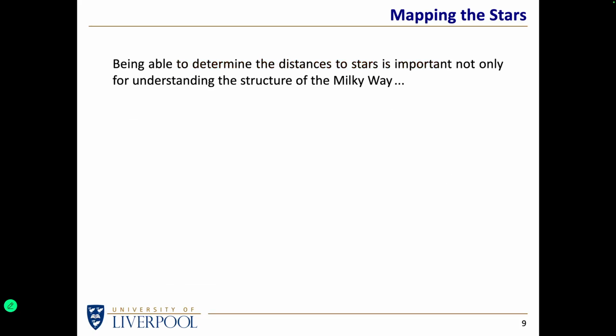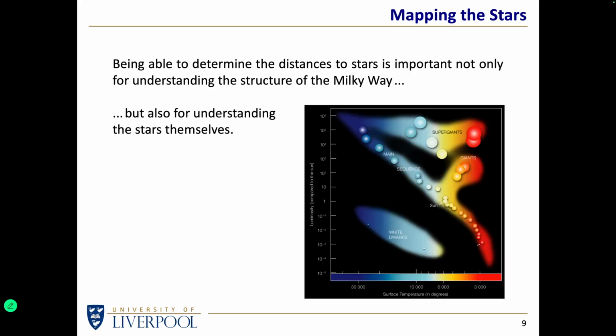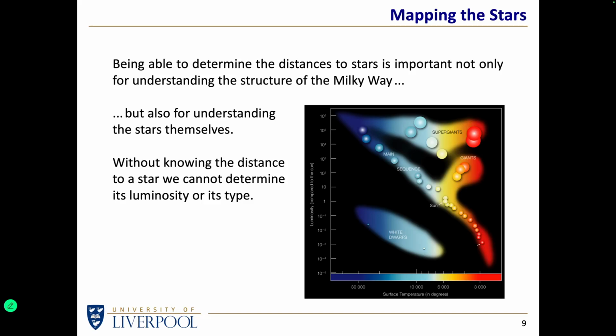And being able to determine the distances is not only important in order to get a three-dimensional picture to understand the full structure of our Milky Way galaxy, it's also rather important for understanding the stars themselves. Because if we think about plotting stars in the familiar diagram I've shown on the right-hand side, where we plot the luminosity of the star on the vertical axis and the colour or the surface temperature of the star on the horizontal axis, well, without knowing the distance, how do we know how luminous a star is?